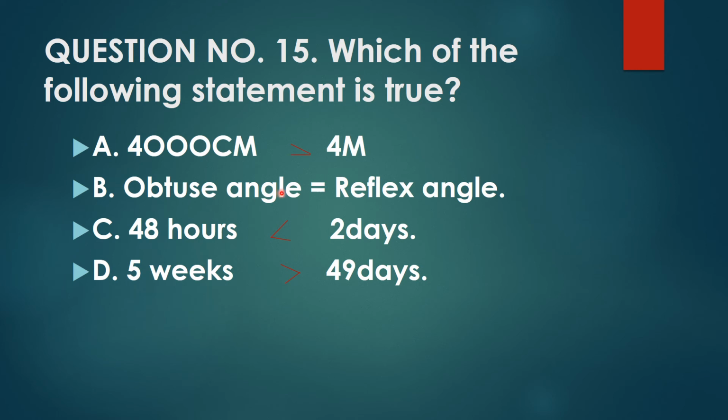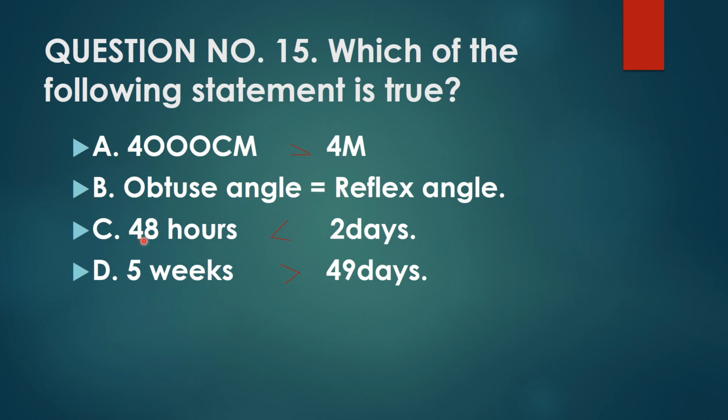Obtuse angle is equal to reflex angle. Where on this earth will that statement be true? Remember, acute angle is less than 90 degrees. Then we have a right angle, which is 90 degrees. Then obtuse angles are more than 90 but less than 180. And then we also have reflex angles, which are angles more than 180, less than 360. So obtuse angle will never be equal to reflex angle, because this angle is less than a reflex angle.